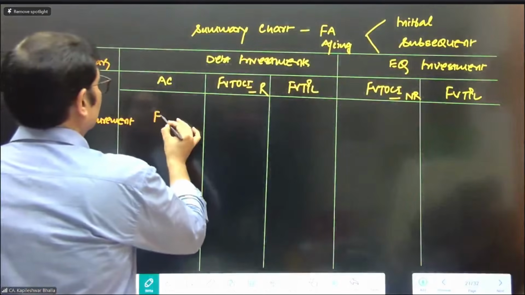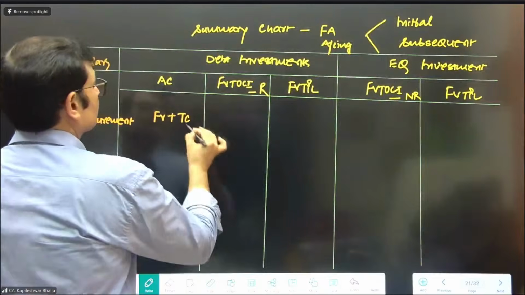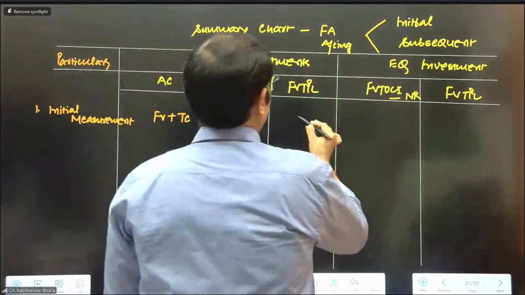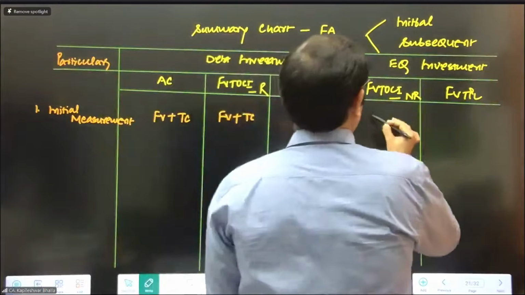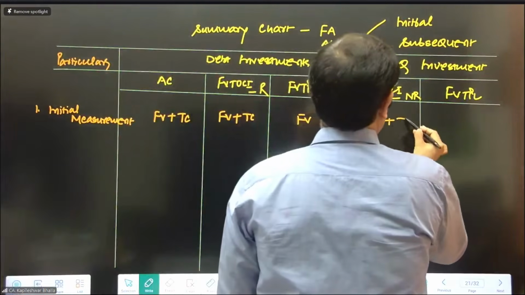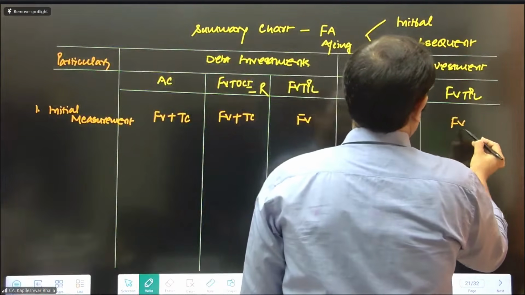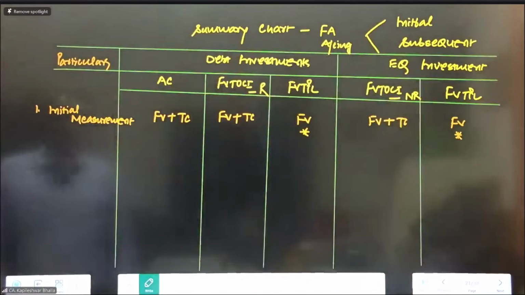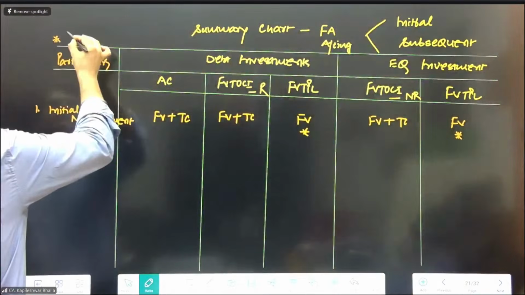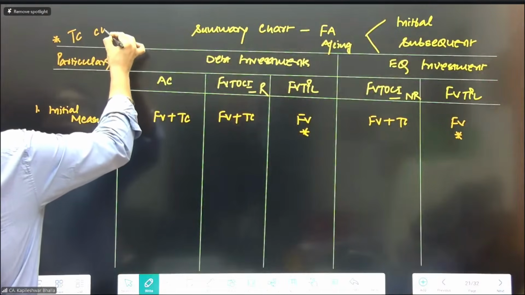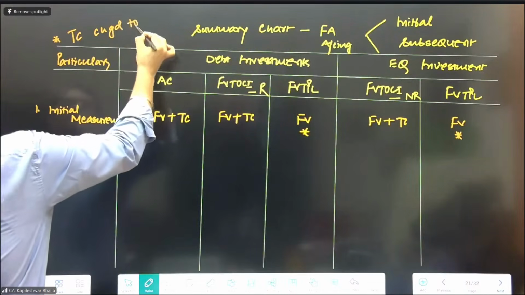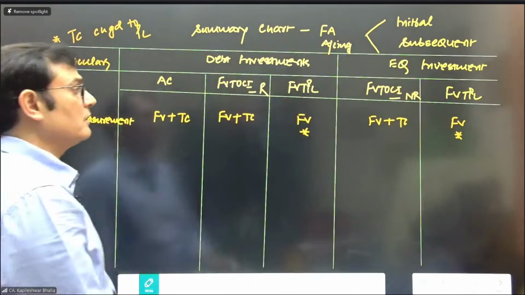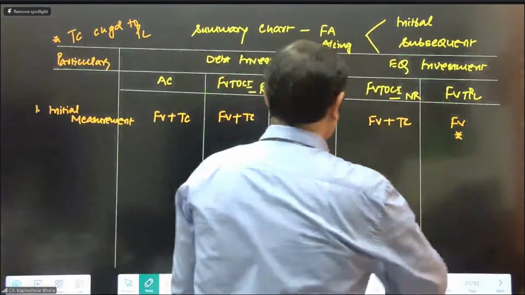So this is fair value plus TC. This is fair value plus TC. This is fair value. This is fair value plus TC. And this is fair value. Let's put an asterisk, and let's elaborate this: TC charged to profit and loss. So these are the only two exceptions where the TC is not added to the financial asset.